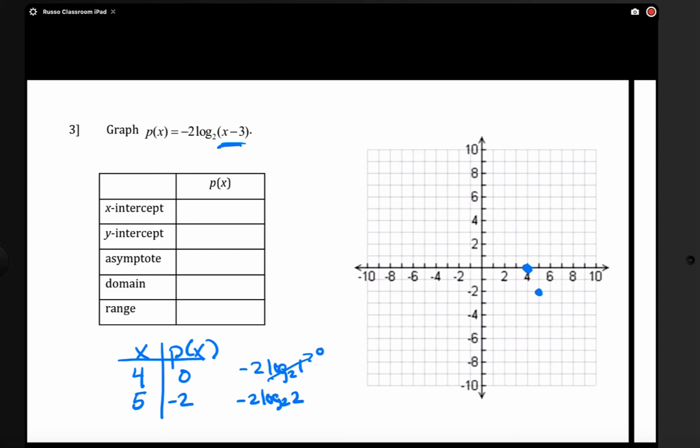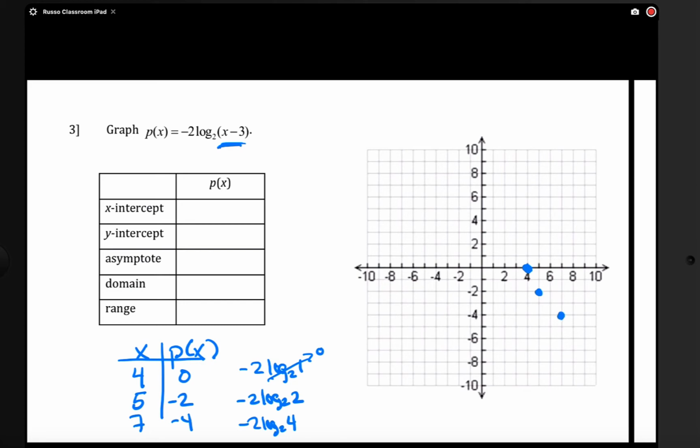And then finally, the next power of 2 I might choose is the number 4. So what minus 3 is going to give me 4? Well, that's 7. So if I do negative 2 log base 2 of 4, that's going to give me negative 4. So (7, -4) is a point on my graph.